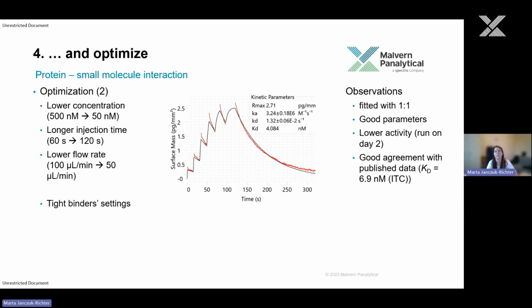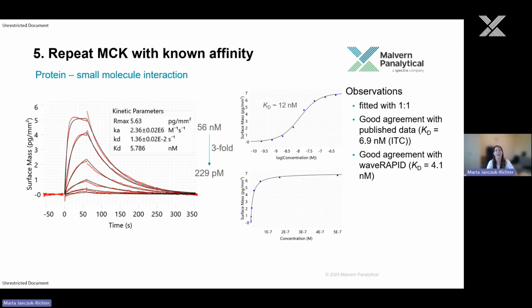And also, we actually have a very good agreement with the ITC published data. So you can see here we got about 4 nanomolar affinity. Published data is showing 7 nanomolar affinity from ITC. And with information about affinity from waveRAPID, and these experiments were really not very long, so with this information, 4 nanomolar more or less affinity, we can very nicely prepare multicycle kinetics.